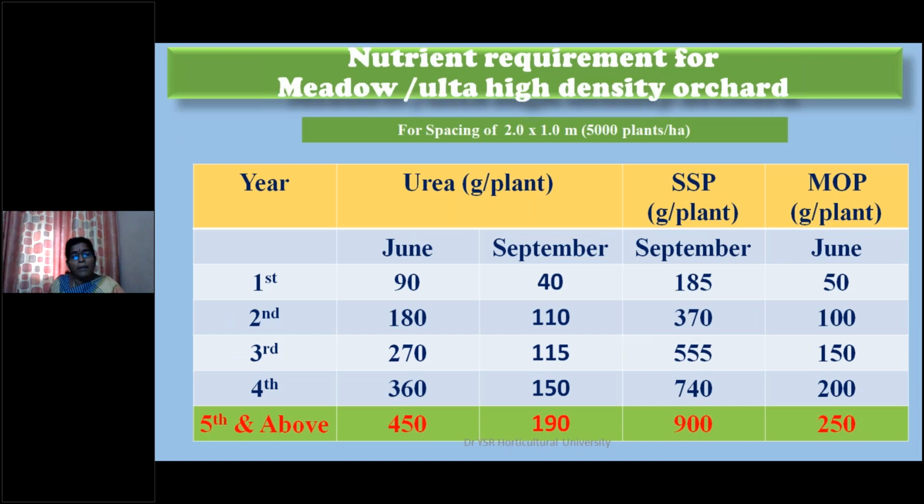Whereas in meadow orcharding or ultra high density planting, here also the same, we have to apply fertilizers in June and September. In June we have to apply urea along with muriate of potash. 450 grams of urea is sufficient for 5th year old plants along with 250 grams of muriate of potash. Whereas in September, urea should be applied at 190 grams and superphosphate at 900 grams per plant.